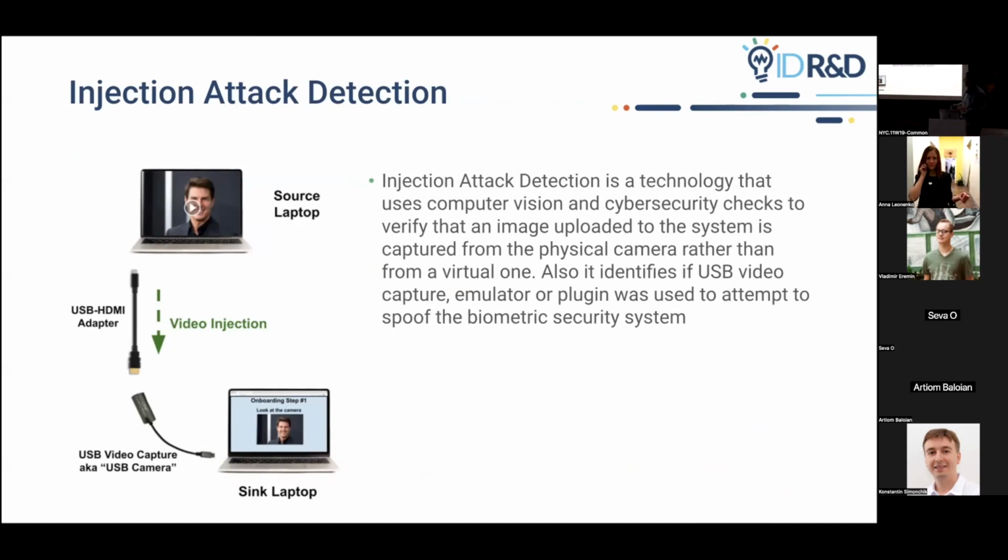We're simply buying a USB video capture for $11 on Amazon, and this USB video capture is seen by the operating system as a real USB camera, but it has no lens. It has an HDMI input, and if you simply connect the USB HDMI adapter to your source laptop, you can reproduce the image from the screen of the source laptop to the sync laptop. The operating system of the sync laptop will see this picture as coming from a real camera.